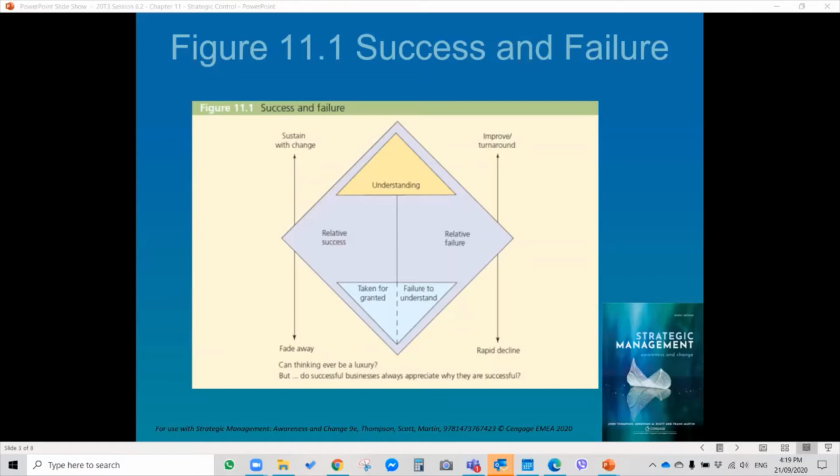Do you guys understand this? Does it make sense? It does, doesn't it? I think what it is saying is the most important point is understanding the reasons why you're a success and the reasons why you are failing. Okay.